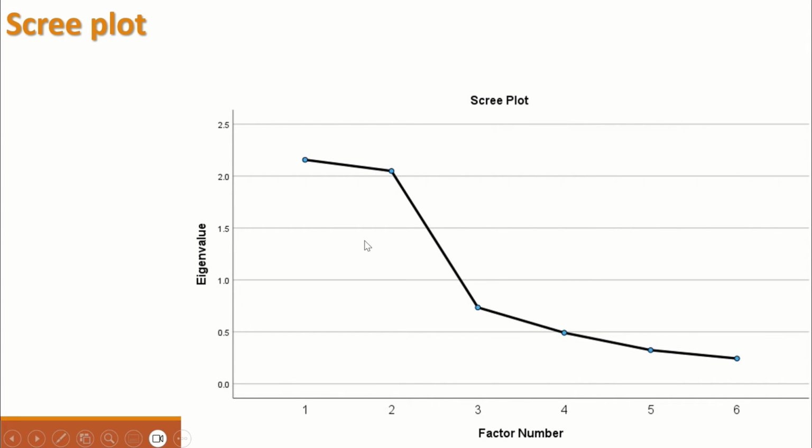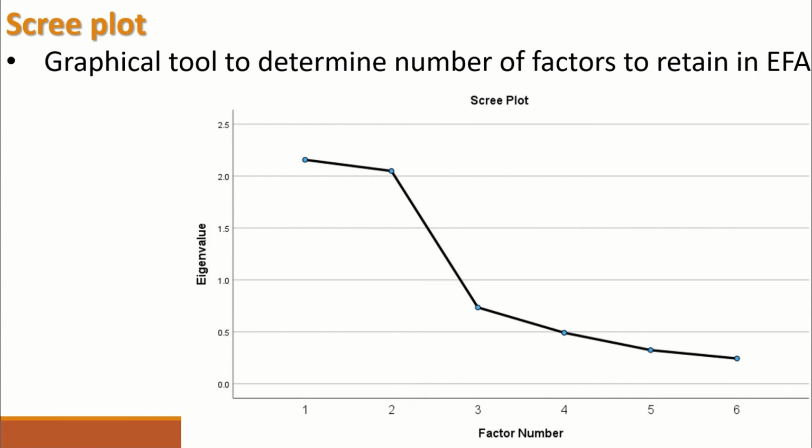And since we had set the eigenvalues to be greater than 1, as shown from the Scree plot, there are 2 factors that have been extracted following the certain criteria set for the analysis. Scree plot is a graphical tool to determine the number of factors to retain in EFA.